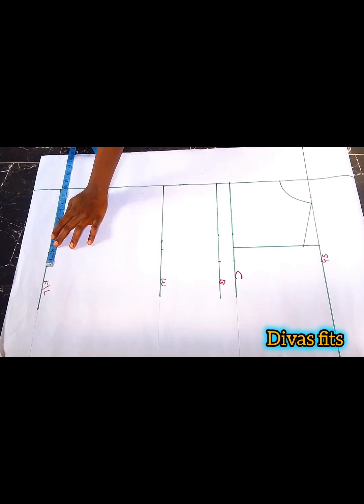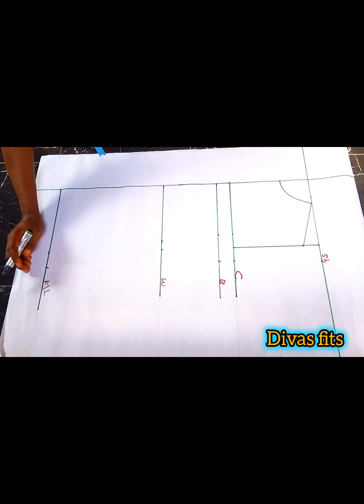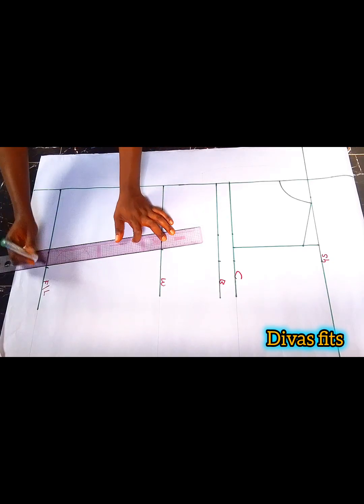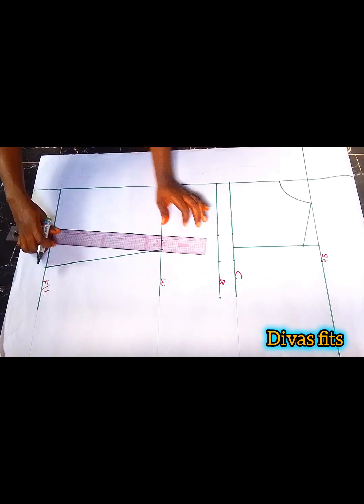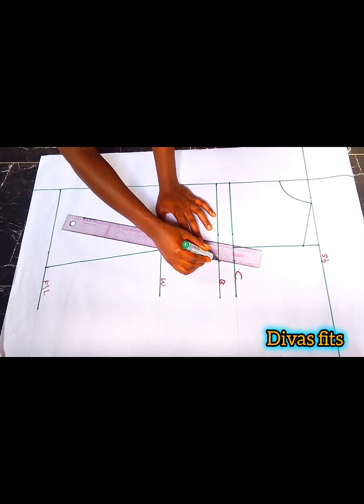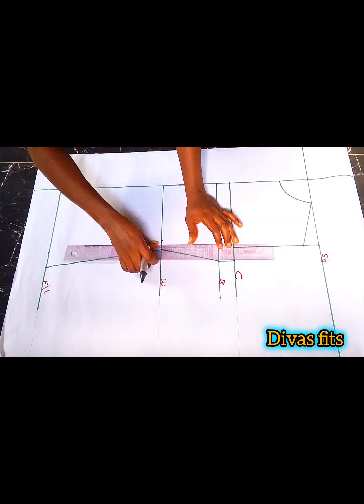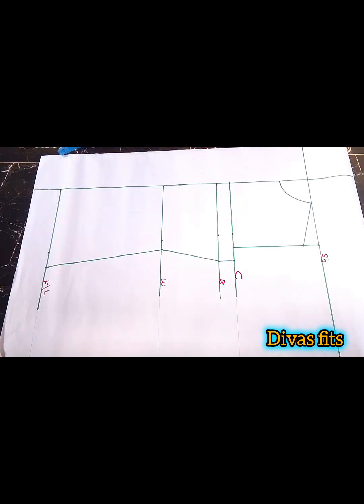So on the half length, you are going to add just 1 inch to your round waist circumference measurement divided by 4 plus 1 inch. This 1 inch is for the dart intake. Okay, we are going to be removing it out later on. So I've connected all my points.